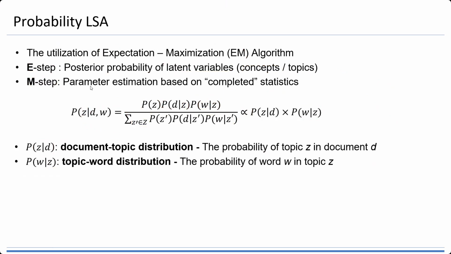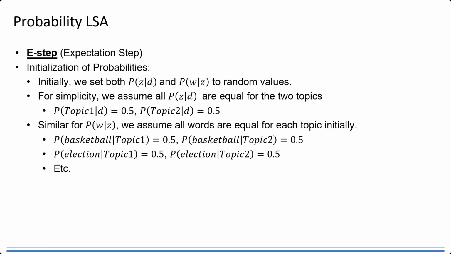Maybe for easier understanding, we can take a look at an example. Also, before the example, I would like to explain that there will be two steps that we take a look at. First, the E step, or the expectation step. In the expectation step, we will initialize the probabilities. The probabilities mean the document topic distribution and the word topic distribution. So we will assign random values. Usually, for simplicity, we just make it equal for two topics. So 0.5, 0.5. For topic one, given the document D, we just put the value 0.5. For topic two, document D, we put 0.5. This is for the document topic distribution.